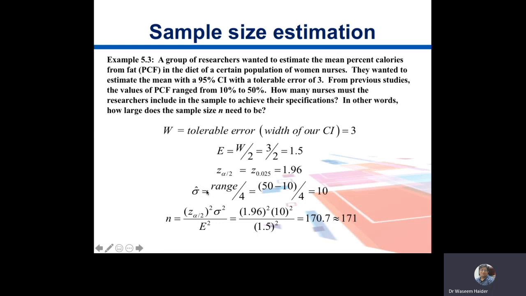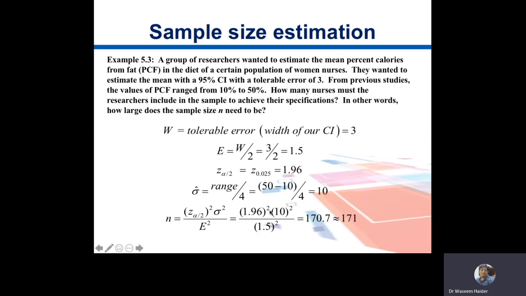The standard deviation we can also estimate, or we can get it from the range. It can be estimated as range divided by 4. The hat sign on this standard deviation is telling us that it's an estimate. Estimates are presented as Greek letters with the hat sign. Since the range was between 10% and 50%, it is 50 minus 10 divided by 4, which is equal to 10. We plug in the values for n.